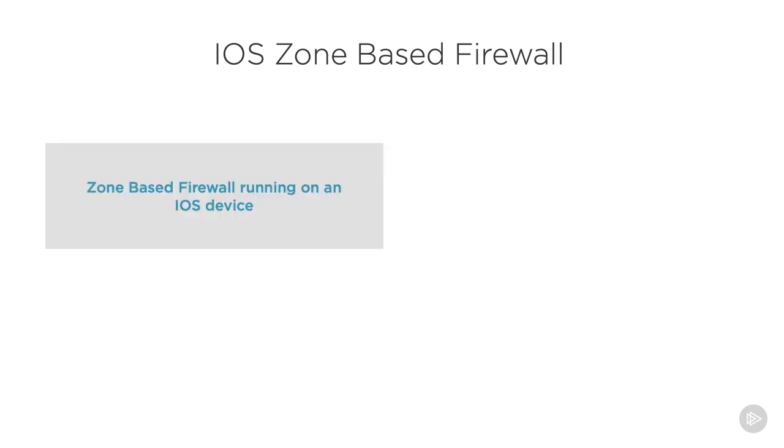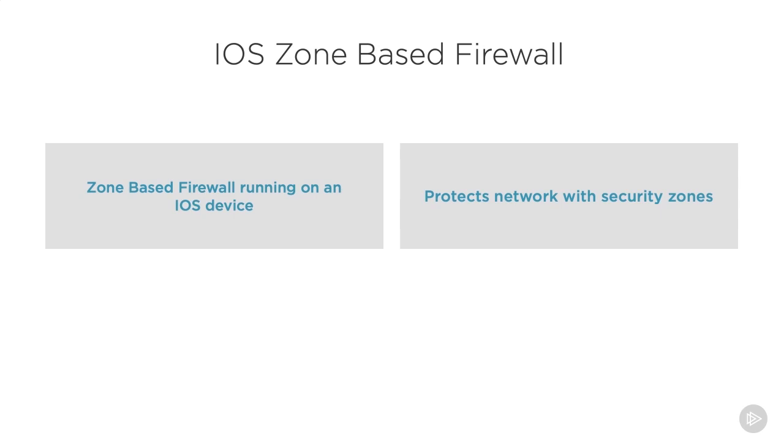So, with firewalls from Cisco, we have a few different types that we talked about before. We have the IOS zone-based firewall, the ASA firewall, as well as a Firepower Threat Defense appliance. The IOS zone-based firewall is just that, a zone-based firewall running on a compatible IOS device. This uses the concept of security zones to protect the network. It's a stateful firewall that can inspect traffic using the NBAR functionality.